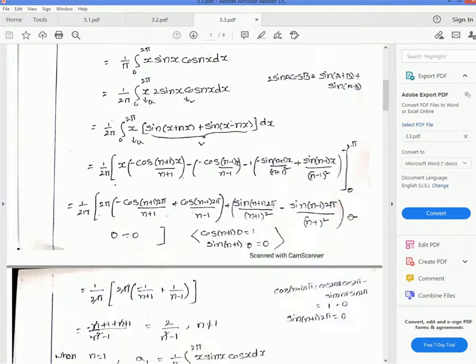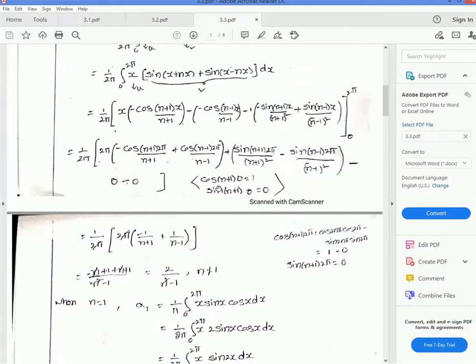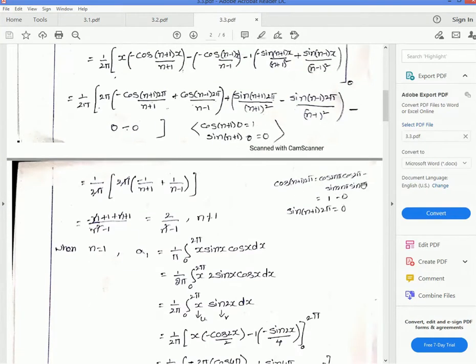Now substitute the upper and lower limits. The upper limit is 2π. If you substitute x = 2π, sin((n+1)·2π) is sin(2π + 2nπ), which is 0. Sin((n−1)·2π), we can write 2π − 2nπ, is also 0. Cos 2nπ is 1. So applying this, we have the results. Cos of (1+n) times 0 is 1, sin of (1+n) times 0 is 0, cos of (1+n) times 2π is 1, and sin of (n+1) times 2π is 0.